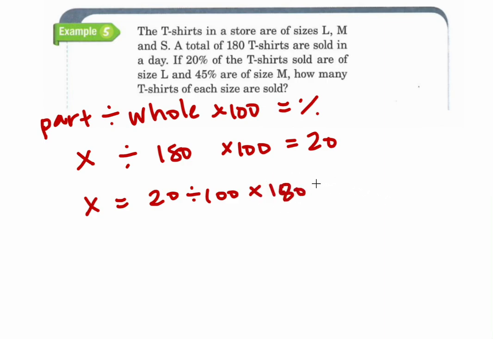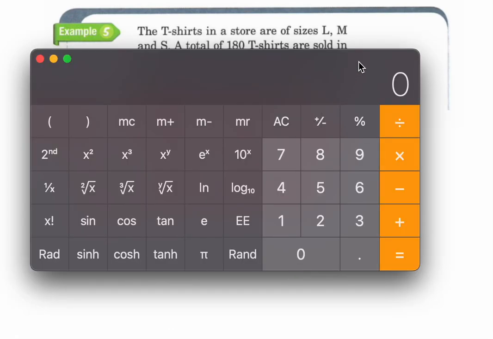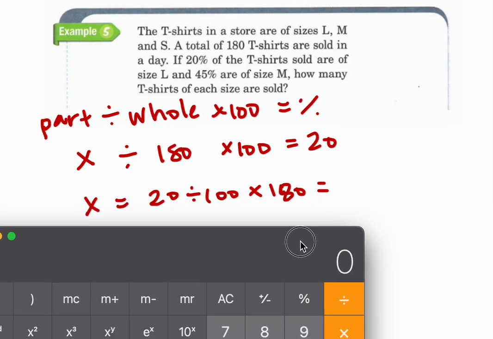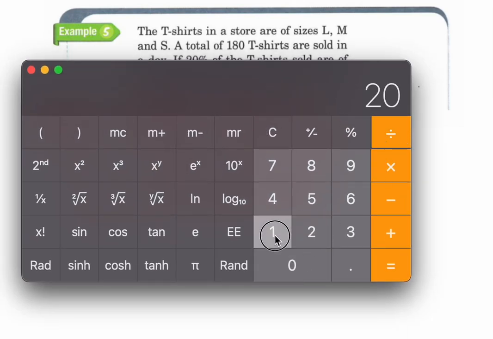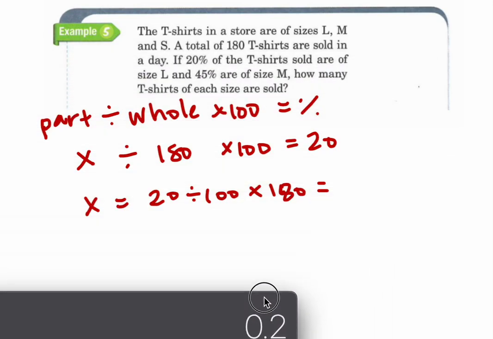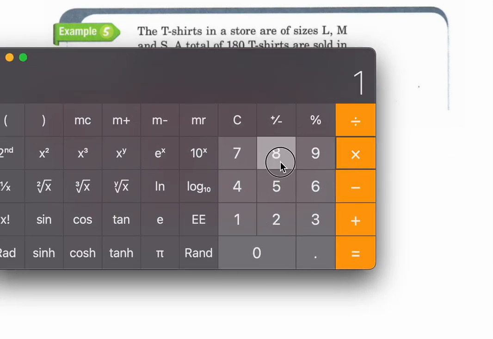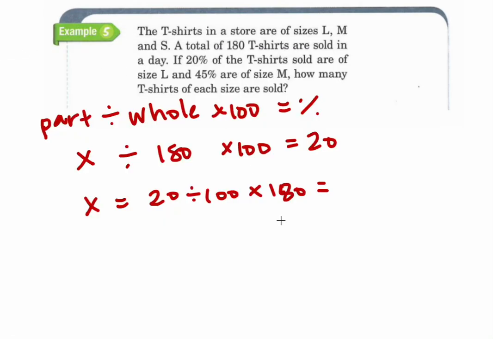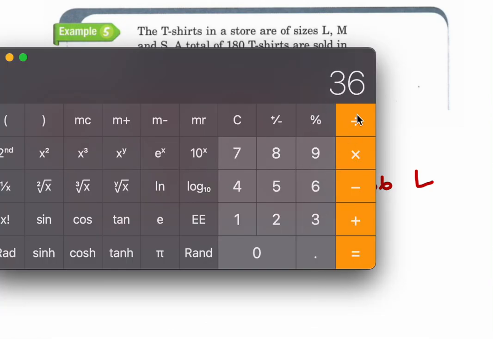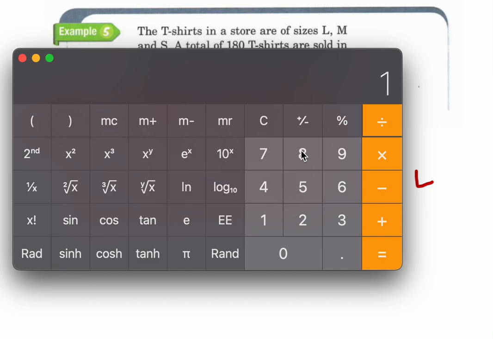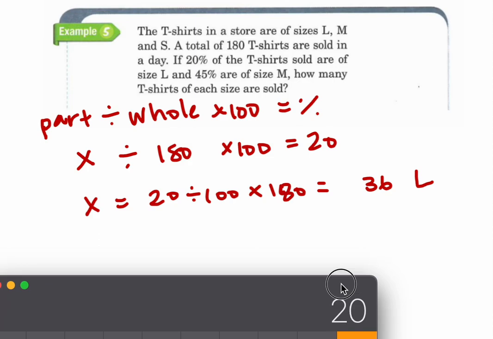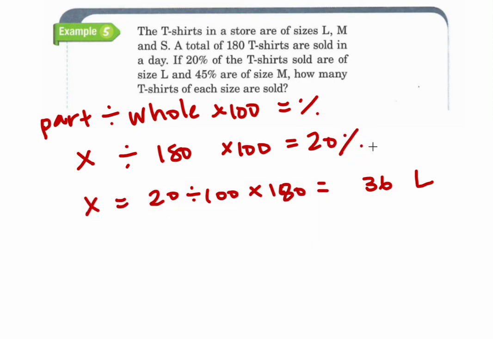So you can do that. You can kind of work backwards. So we would do, okay, 20, let's see, divided by 100 times 180 to get 36. So 36 larges. So let's just check it. If there were 36 larges, 36 divided by the whole, which was 180, times 100 should have gotten us back to the 20%. Yeah, this 20% right here.